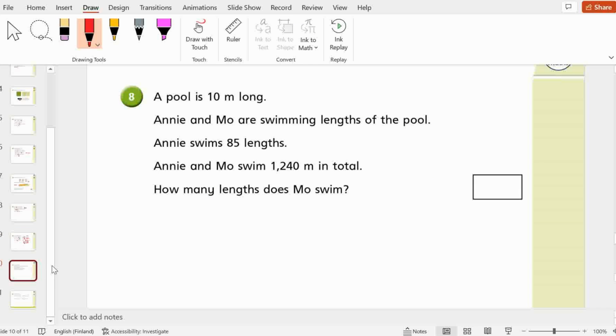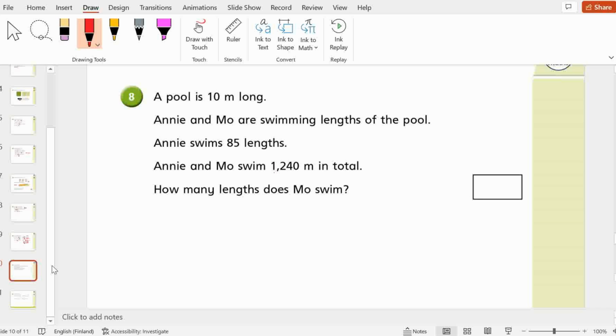Right, let's see if we can just manage to do this one. A pool is 10 meters long. How many centimeters are in... Oh, no, we don't need to work that out. But how many centimeters are in a meter? 100. That's right. Annie and Mo are swimming lengths of the pool. Annie swims 85 lengths. Okay, Annie and Mo swim 1,240 meters in total.